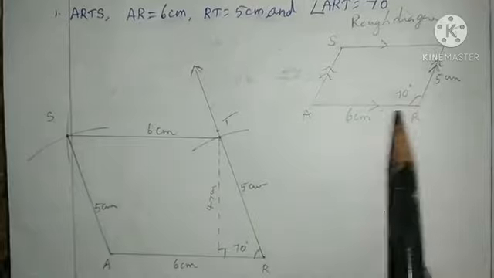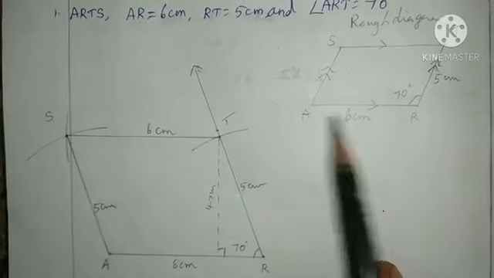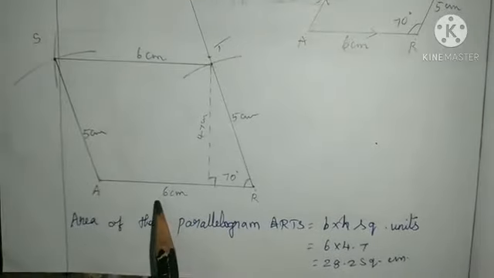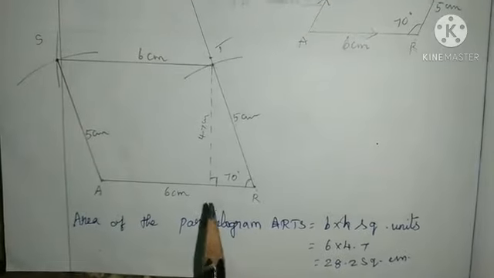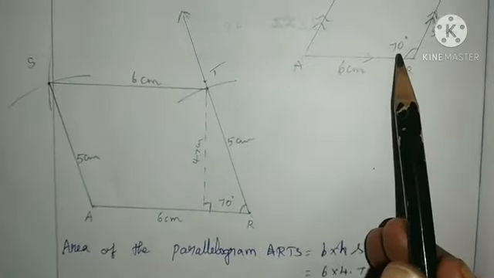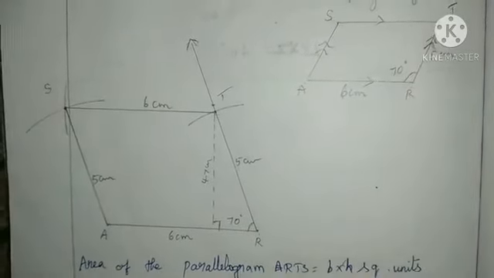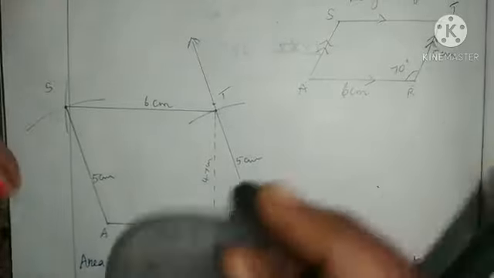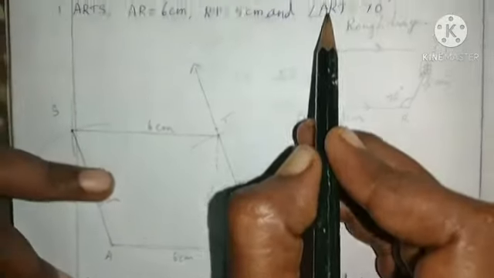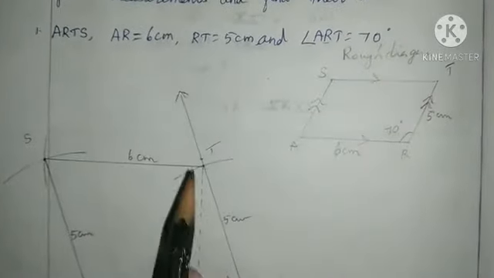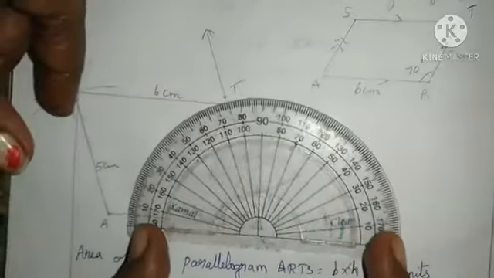First, you have to draw the base. Base is given as AR equal to 6 cm. So, you have to draw the base AR equal to 6 cm. And the next, they are given the angle, that is ART is equal to 70 degree. So, you have to keep the protractor at R. The middle letter will represent the angle. Therefore, ART, you have to keep the protractor at R.